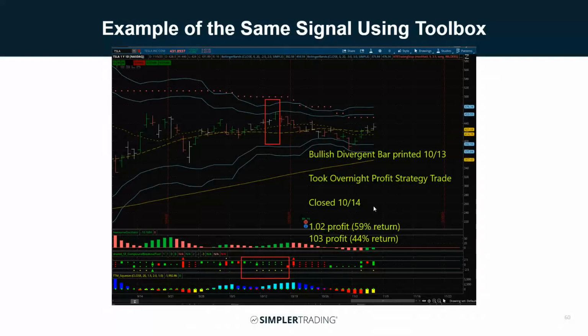And in the smaller account I was trading, it was $102 of profit per contract, which was a 59% return on risk. And in the slightly larger account, similar profit, it was $103 of profit per contract and a 44% return on risk.